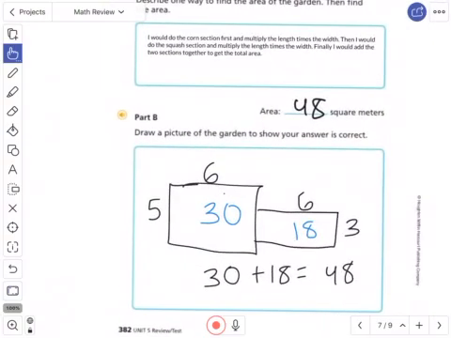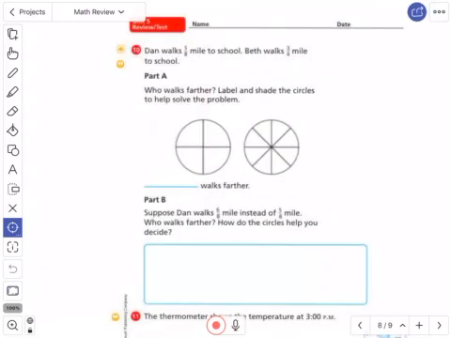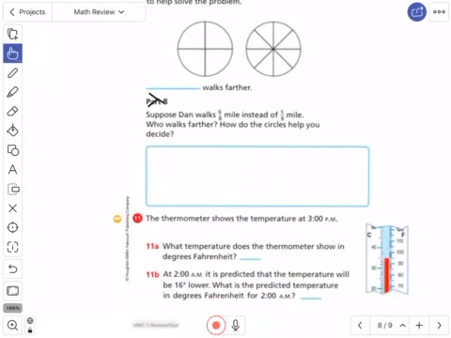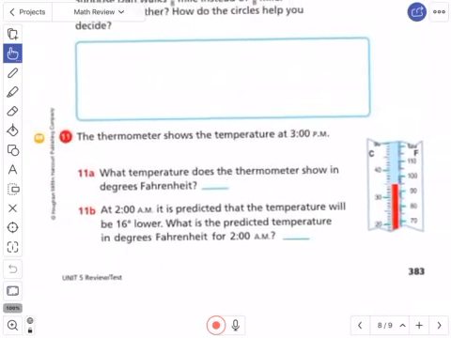Remember, yours could be different, and your answer here is going to be different than mine, and your answer down here is going to look different than mine too. But that's totally fine as long as you get to 48 and you explain your thinking. Next question. Number 10, you do not have to do. So you're not going to do part A or part B. And then you are going to be doing number 11.